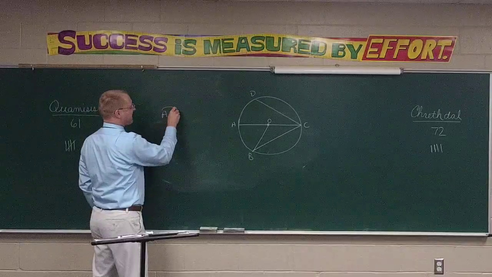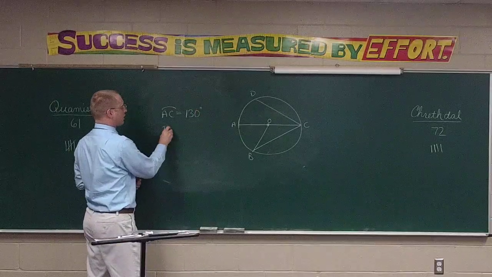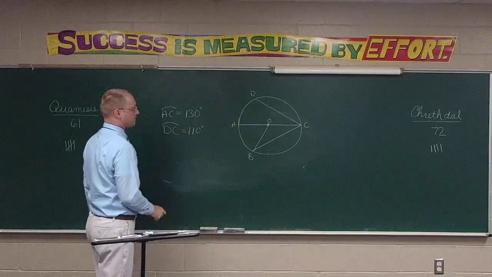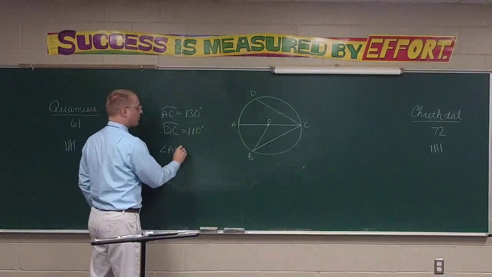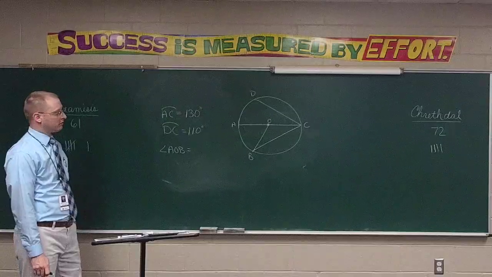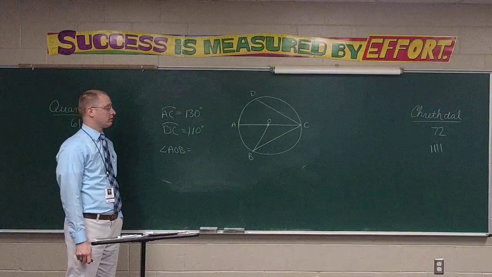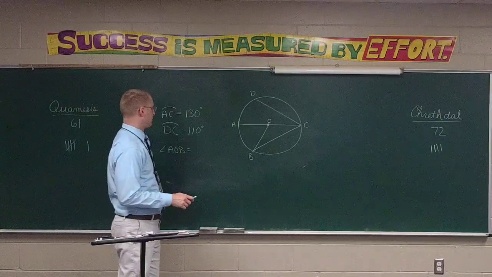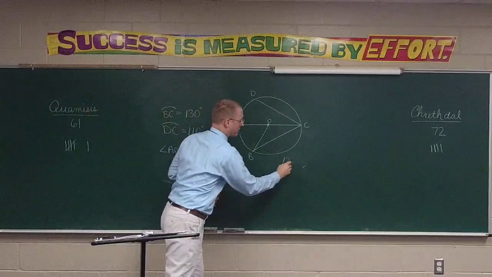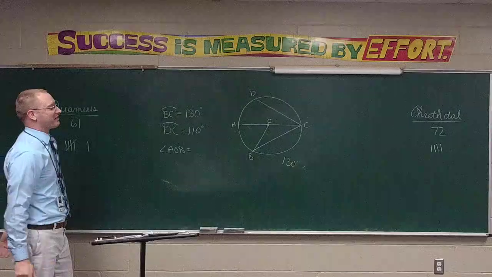Let's suppose I know that arc AC is 130 degrees, and let's suppose I know that arc DC is 110 degrees. I want to find the measure of angle AOB. Excuse me, not A, I'm so sorry. BC is 130. AC has to be 180, right? Sorry. BC is 130, DC is 110. What's the measure of angle AOB?